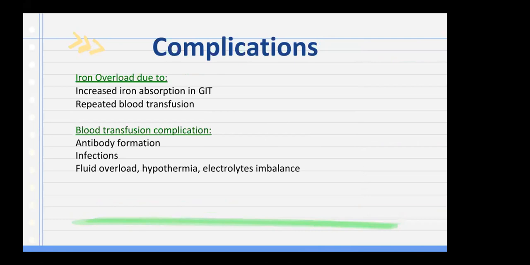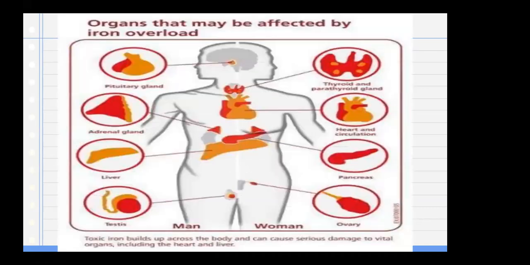Next is the complications. Iron overload due to increased iron absorption and also repeated blood transfusion. And next are the blood transfusion complications such as antibody formation, infections such as hepatitis B, and then fluid overload, hypothermia, and electrolyte imbalance. Okay, these are the organs that may be affected if there is an iron overload. It can cause pituitary gland abnormalities, and affect the thyroid, heart, adrenal gland, liver, pancreas, ovary, and testes.